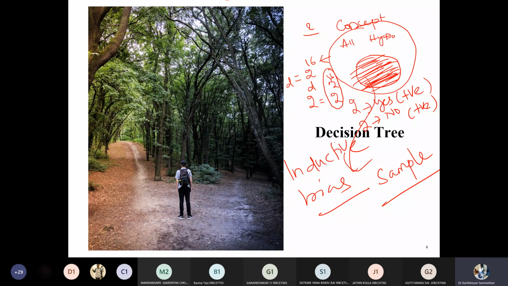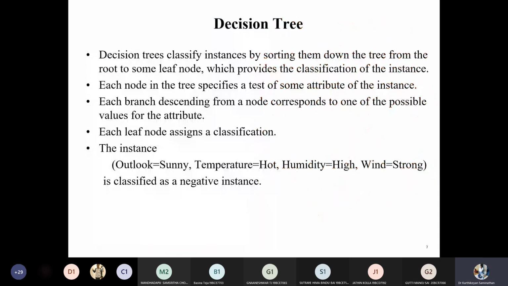Now the other technique is the decision tree. As you know, the decision tree is one of the supervised learning techniques in machine learning, right? When you say ML, ML is classified into two categories: supervised machine learning and unsupervised machine learning, right? Then the third one, as you know, is reinforcement learning.